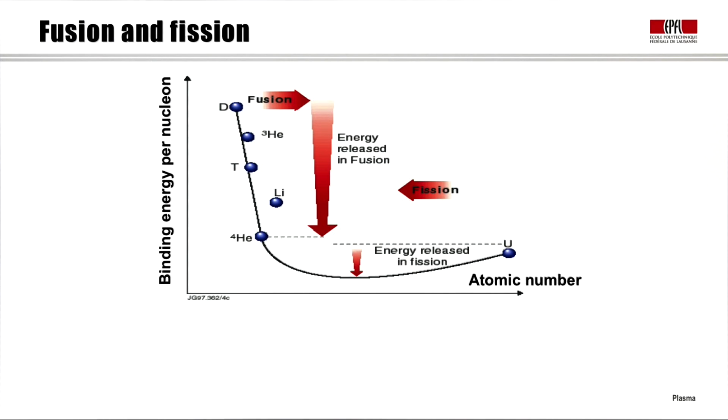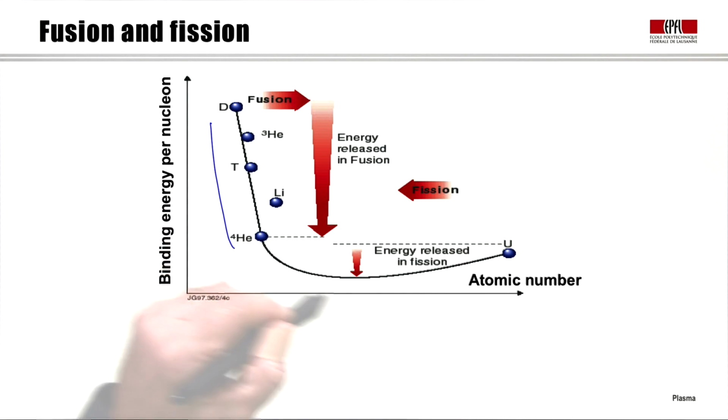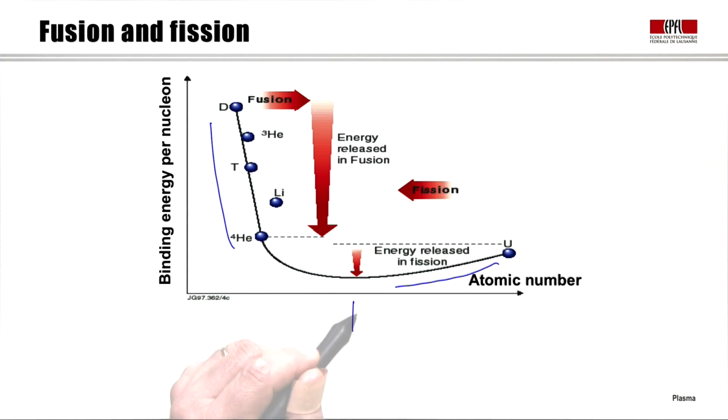To start the discussion, I plot here the binding energy per nucleon as a function of the atomic number. The curve here has a certain shape, which shows a minimum in the center of the plot corresponding to iron. The nuclear reactions can make us move along the curve, one way or the other.